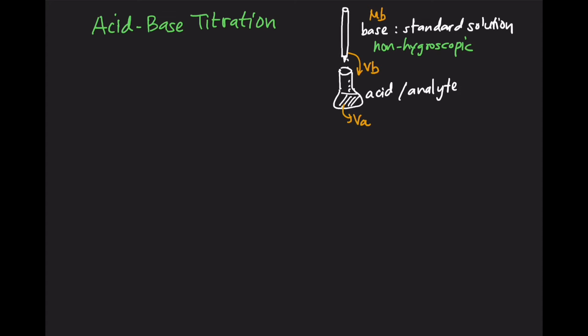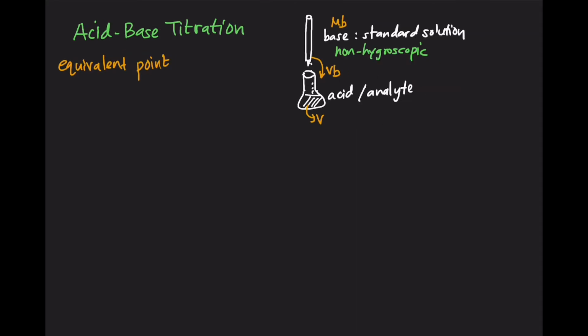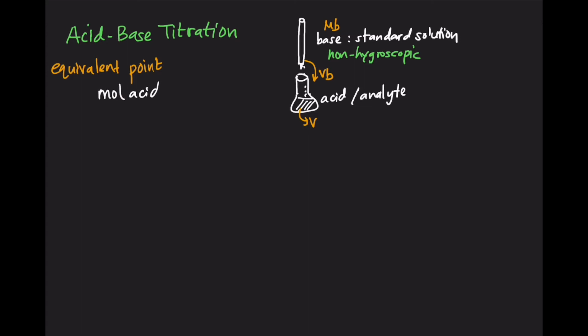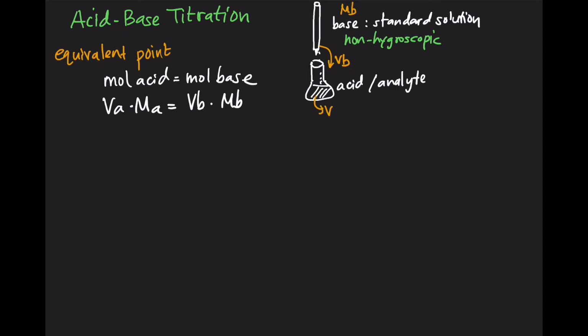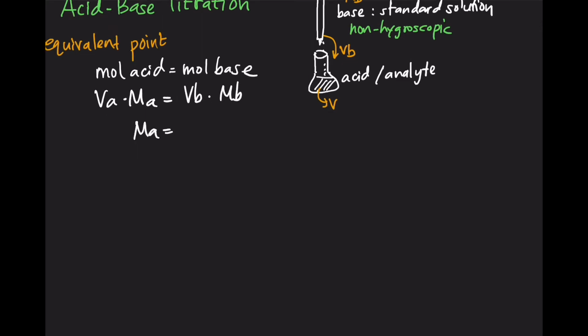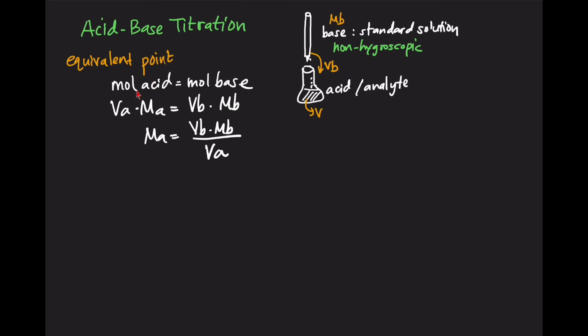When it reaches what is called the equivalent point, the mole of the acid will be equal to the mole of the base. The volume of the acid multiplied by the molarity of the acid will be equal to the volume of the base multiplied by the molarity of the base. Therefore, we can calculate the molarity of the acid by taking this value divided by the volume of the acid. So at the equivalent point, we will have the exact mole, or equivalent amount, of acid and base.